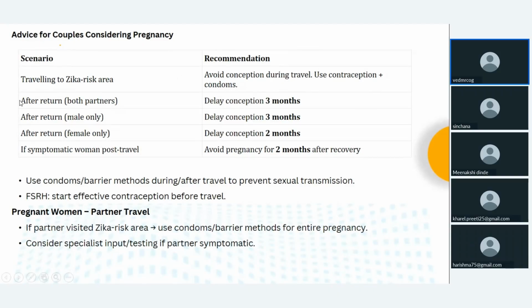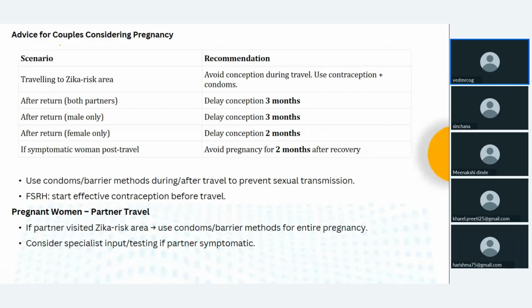Then what should be done after return? If both are traveling, then delay the conception for up to 3 months. So the conception is to be delayed for 3 months if both are traveling. After return, if only the male partner is traveling and they are considering the pregnancy, then delay the conception for 3 months. We have seen how many days this virus is there in the semen.